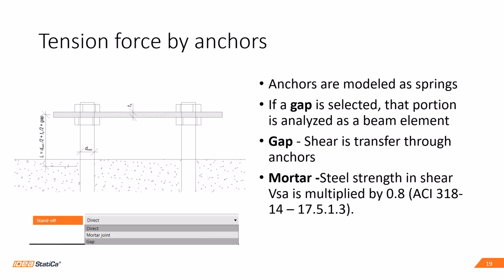And then when selecting mortar joint, as you can see here, the standoff option, the steel strength in shear is reduced by 0.8 by the code-check within ACI. Okay.